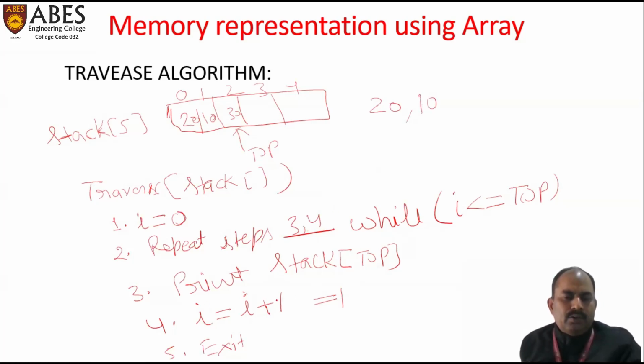Then again increment the value of I, that will be now 2. Then again check if I is less than or equal to top. Yes, the condition is okay now. Now again print the next value, that is 30. Then after incrementing the value from 2 to 3, the termination condition is matched, then the loop will be terminated. And after termination, we can see that we have printed all the elements.